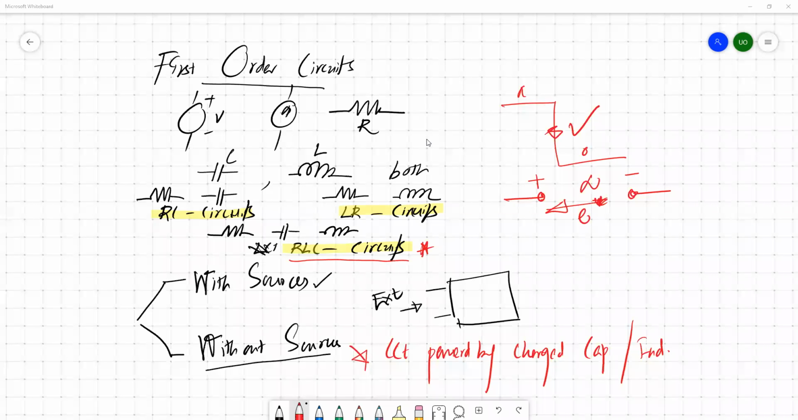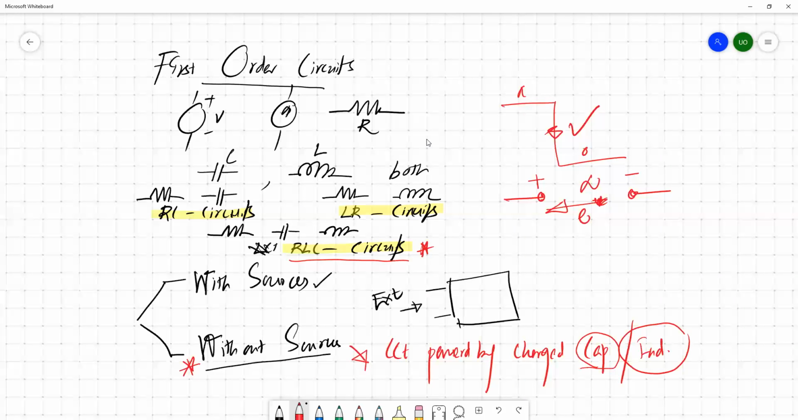In this scenario, we don't have any external sources. It means the circuit is managed through the internal energy. Internal energy means the stored energy of the capacitor or the stored energy of the inductor. So without sources, we discuss circuits that are powered or managed by internal energies, meaning the energy stored in the capacitor or in the inductors.